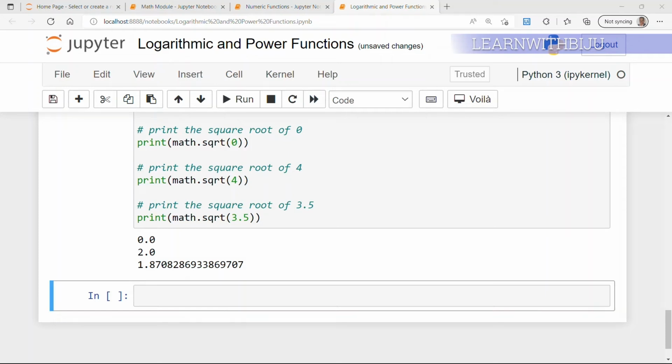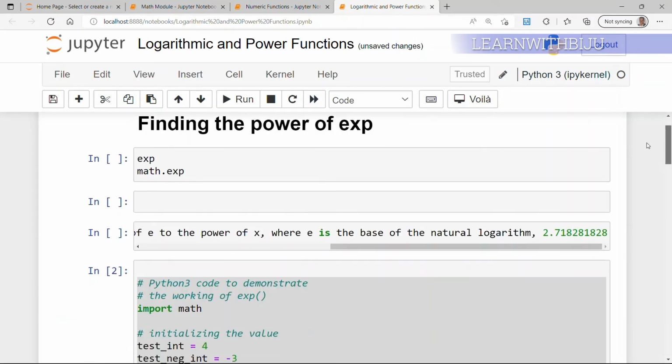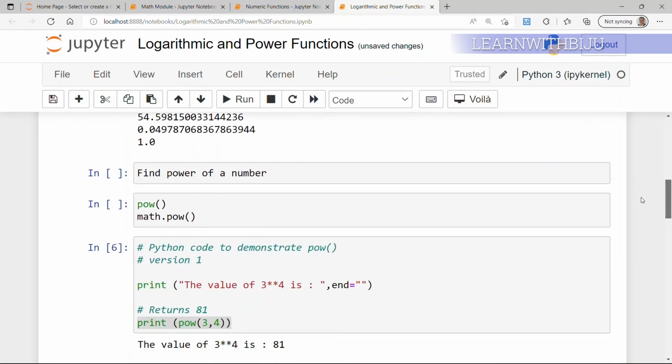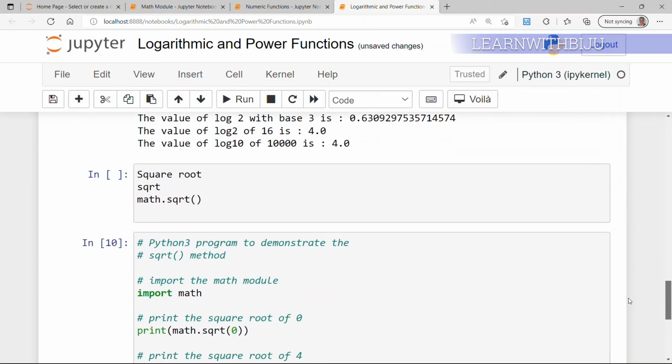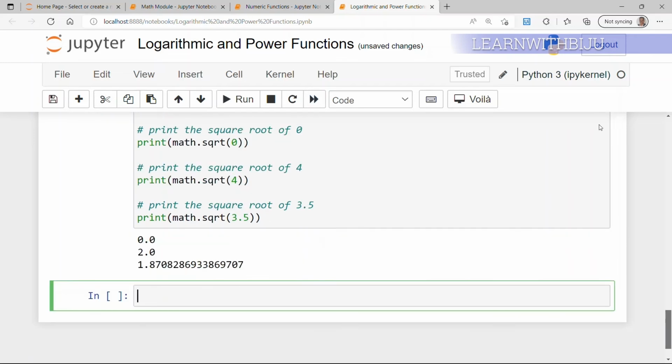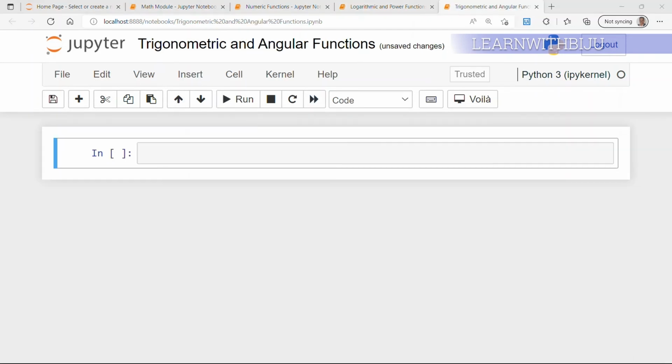Okay, so we have seen the logarithmic and power functions, which include exp, then we have power, then we have log, then we have square root. So these are the logarithmic and power functions. The next topic we are going to cover is trigonometric and angular functions.